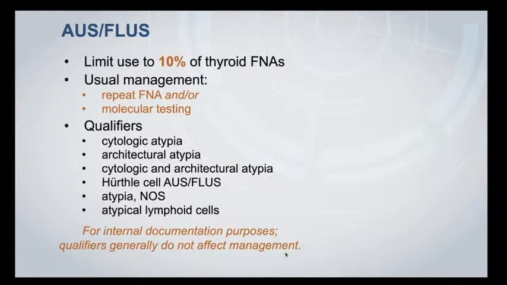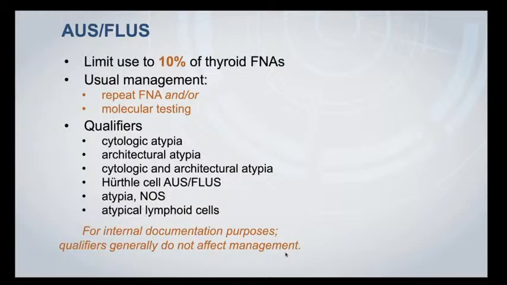So a few more words about AUS or FLUS. Bethesda recommends limiting the use to 10% of thyroid FNAs. This is admittedly a somewhat arbitrary number. It was the result of expert consensus, but there's nothing terribly magical about this number. And I will say that a number of respected laboratories, I'm not sure how respected my laboratory is, but I know other laboratories that are very highly respected also struggle the way we do, keeping it down to 10%. Others have no trouble with it. And my hat is off to those other laboratories.